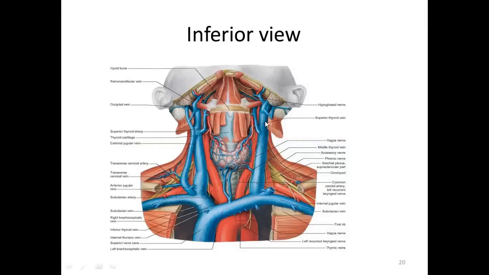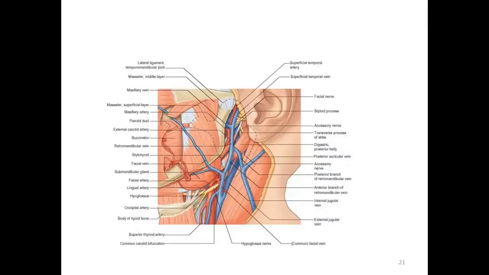Then here you can locate the external jugular vein. Again, here you can locate the external jugular vein, and the anterior branch. This anterior branch is a posterior branch of the retromandibular vein. You can locate the retromandibular vein.